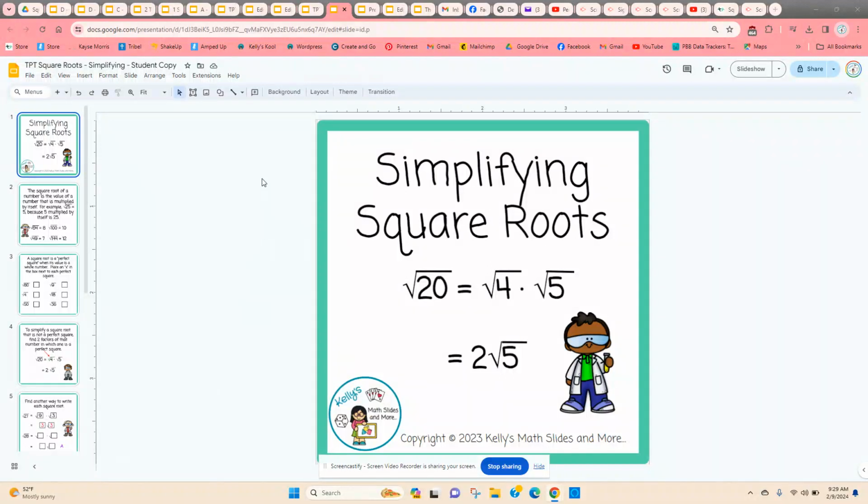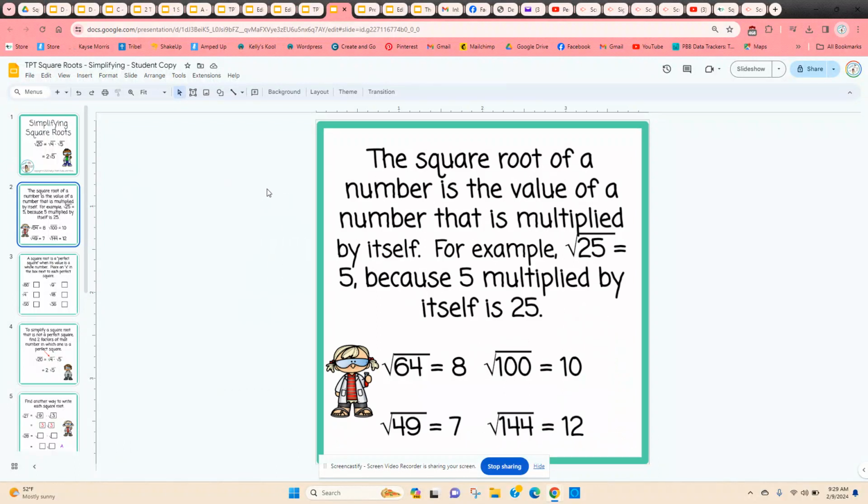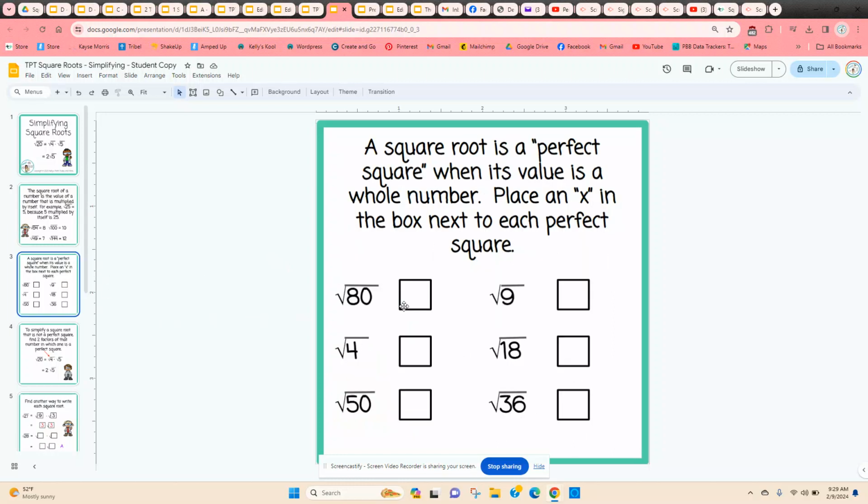Simplifying square roots. This is a digital lesson. The lesson starts with explaining what square roots are, with a little review, and then gives some examples of perfect squares. So in the next slide, students are just going to put an X in the box next to any of these that are perfect squares.